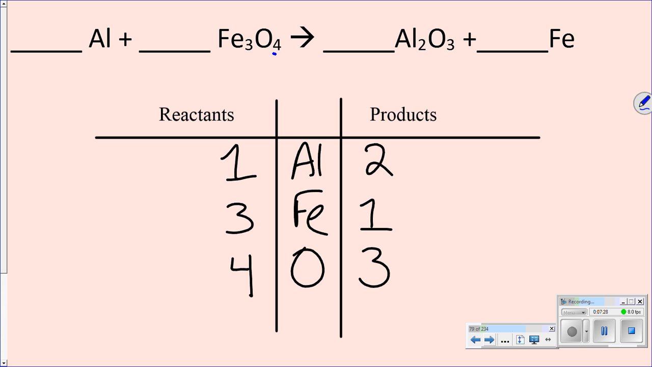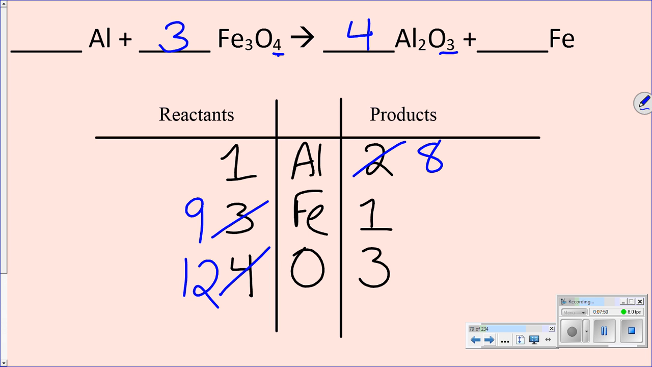Since there's a 4 here and a 3 here, that gives me an idea that I'm probably going to end up with 12 oxygens. In order to end up with 12 oxygens, I'd put a 4 here, so it kind of relates to that 4 right there, and I'd put a 3 here. Let's see what that does for me. So that changes my iron to 9, my oxygen to 12, my aluminum over here changes to 8, and my oxygen over here changes to 12. So I've balanced out my oxygen now.